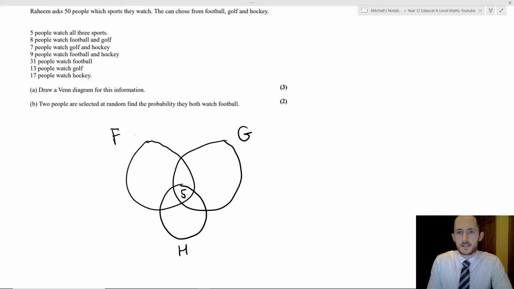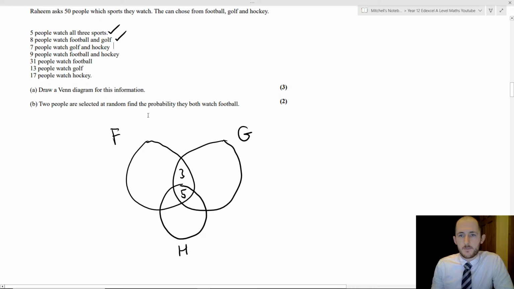And then what I like to do is tick off as I go along. Now 8 people watch football and golf. So in this region here, there should be 8 people. Now we already have 5, so in the leftover should be 8 minus 5, which is 3. Tick it off. 7 people watch golf and hockey, so we're going to do the exact same thing.